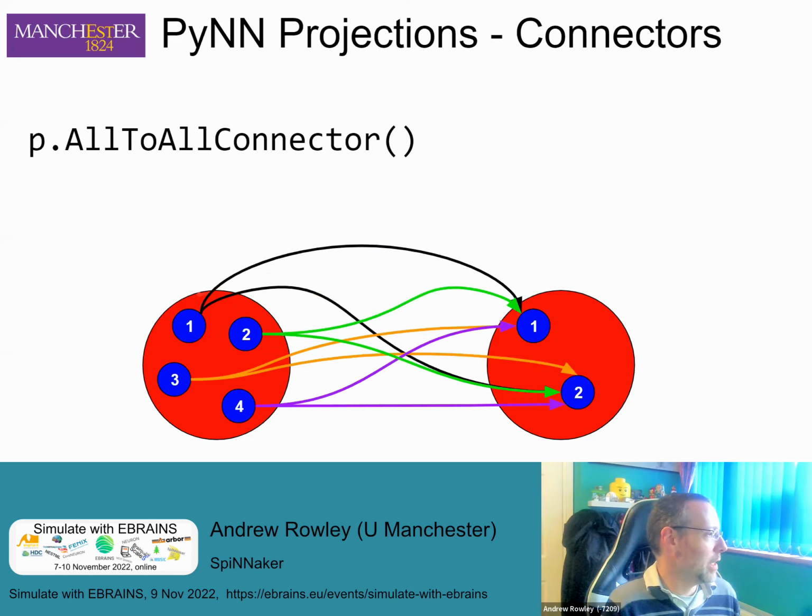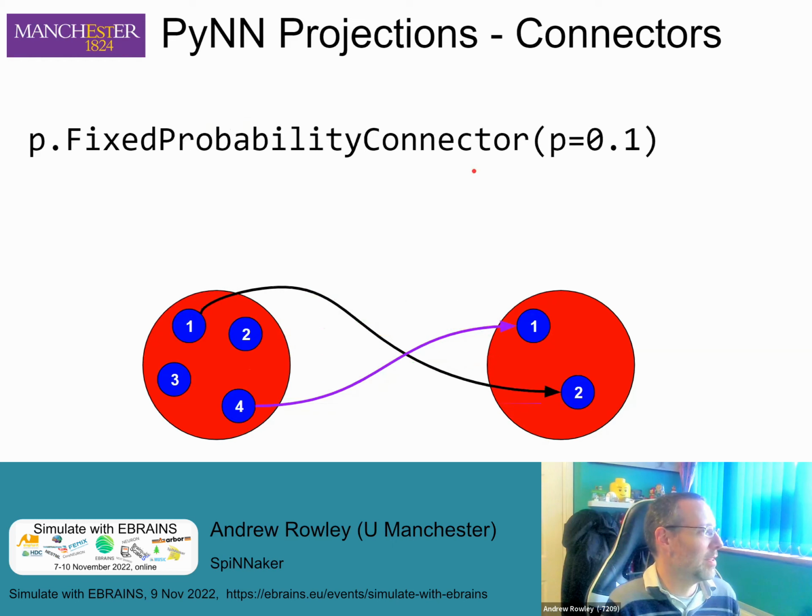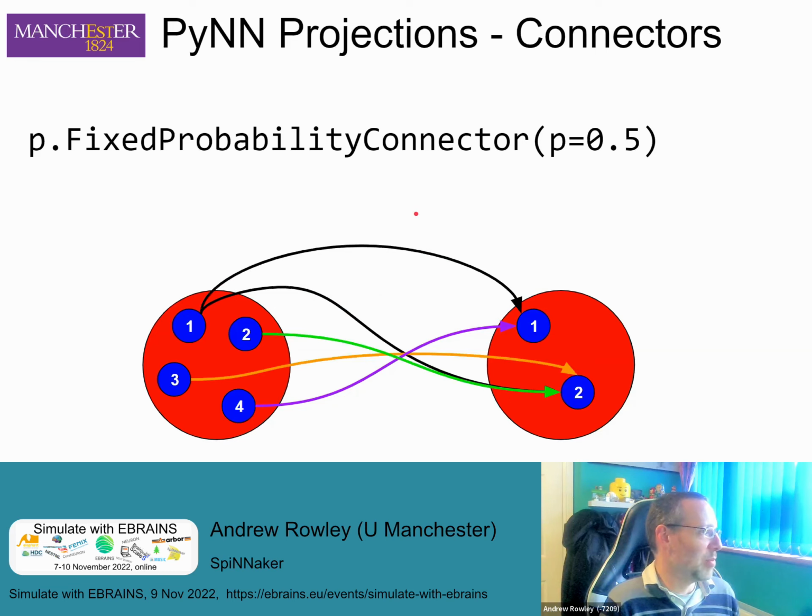An all-to-all connector connects literally every neuron to every other neuron. So you'll see 1 connects to 1 and 2, 2 connects to 1 and 2, 3, and so on and so forth. A fixed probability connector basically has a probability between each pair of neurons. So here we've got a 10% probability of each neuron pair connecting. So for 1 to 1, it rolls the dice and says, does it connect with a 10% probability, and then 2 to 1, and so on and so forth. If you increase the probability, the chances are you increase the amount of connections.